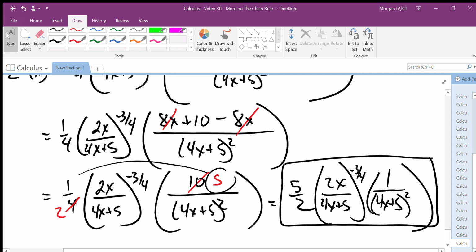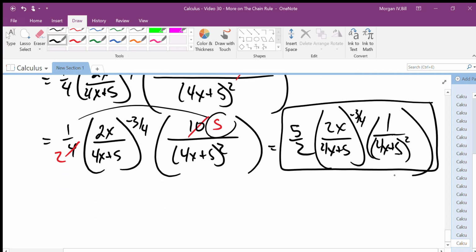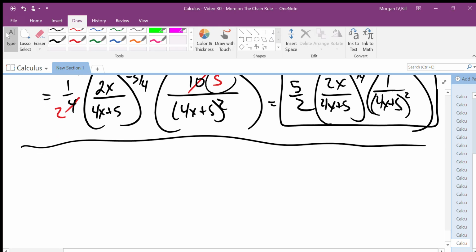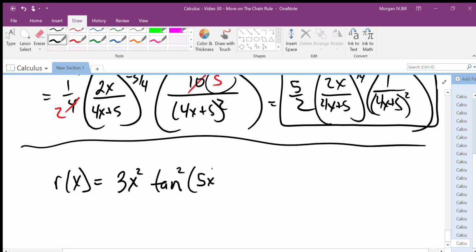Okay, I know I said that was the last one, but give me one more. Give me one more to work through. How about, let's go, r of x is equal to 3x squared times the tangent squared of 5x. All right, give it a go. See how you do.